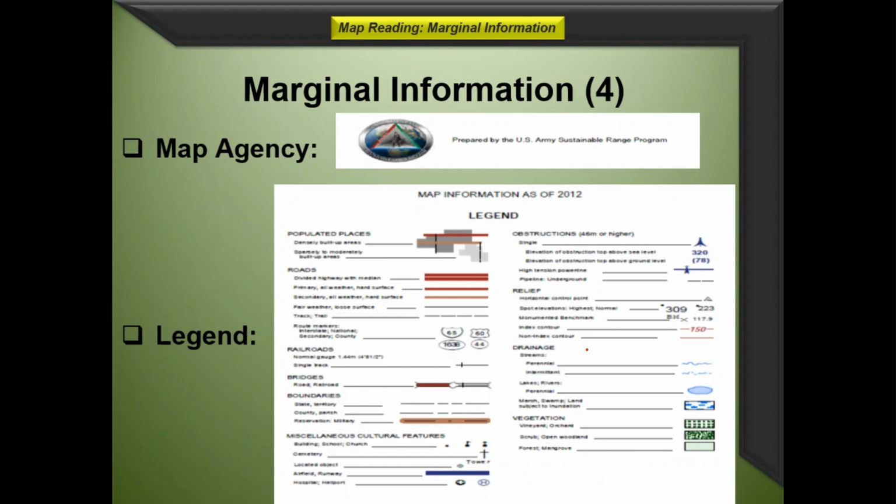Then you will also find the map agency, and this is whoever produced that map. In this example, it is prepared by the U.S. Army Sustainable Range Program. And then you have the legend.